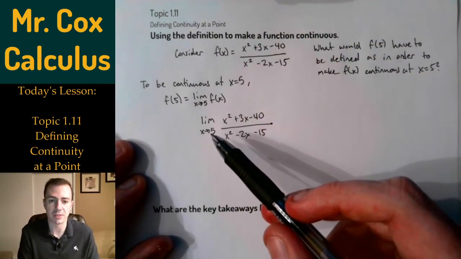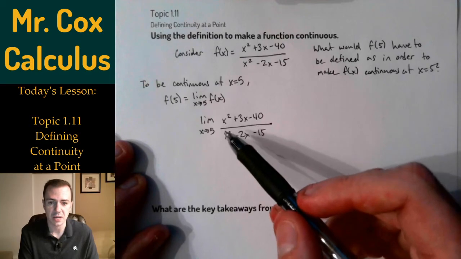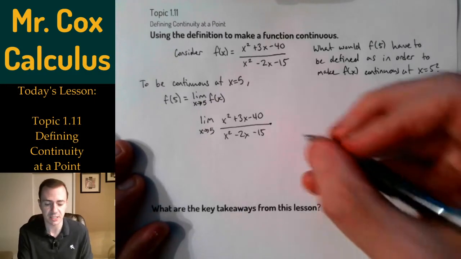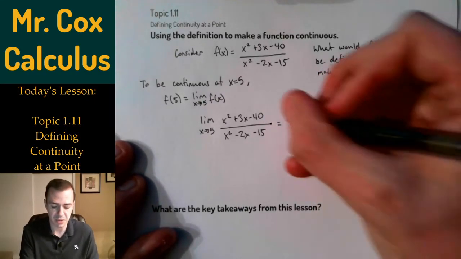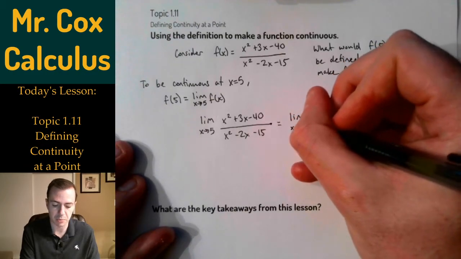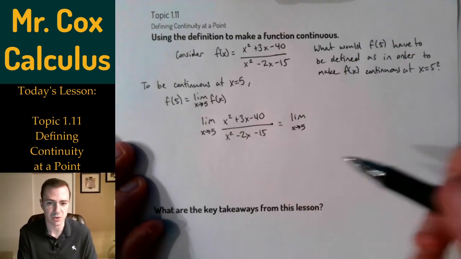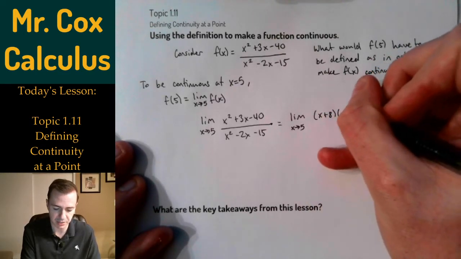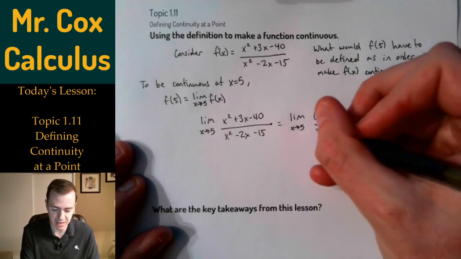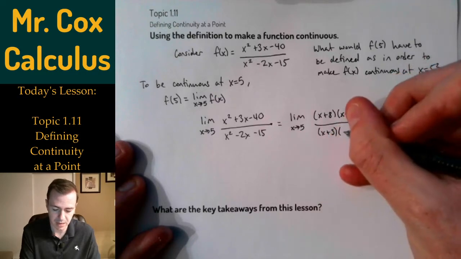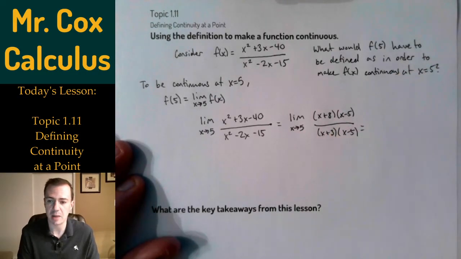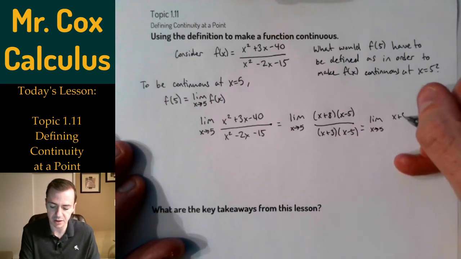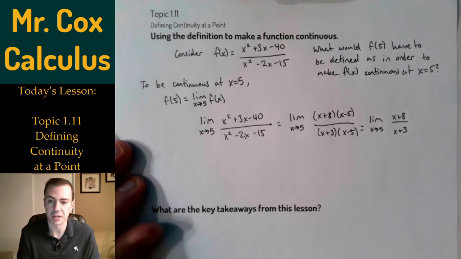And if I look at evaluating this limit, we already know the denominator goes to 0. The numerator becomes 25 plus 15 minus 40, it also goes to 0. So I get that indeterminate form, which means I need to do something. And as you can probably tell, that something is to factor both the numerator and the denominator. The numerator factors as x plus 8 times x minus 5. And the denominator factors as x plus 3 times x minus 5. I get that common factor of x minus 5 to divide out. So I'm really looking for the limit as x approaches 5 of x plus 8 over x plus 3.